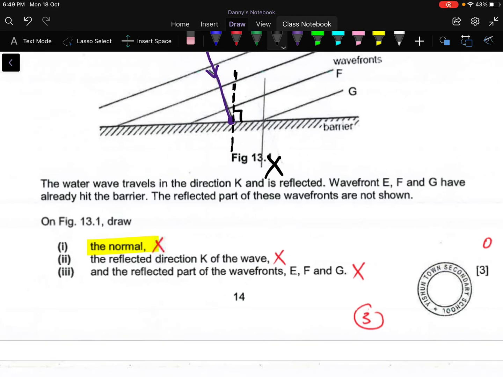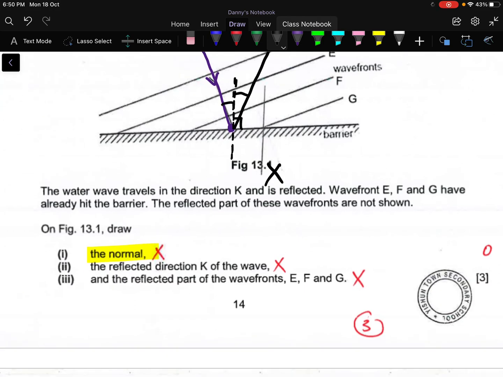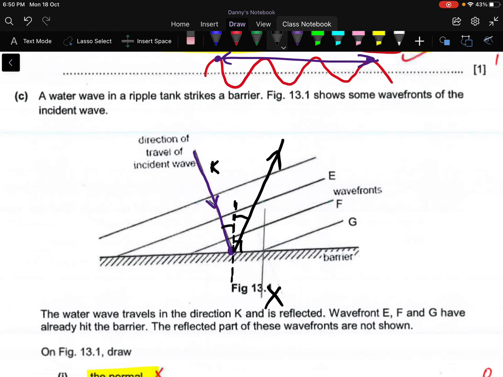Then you are supposed to draw the reflected direction of direction K of the wave. So this is the incoming K. So obviously the reflected direction will be just this. And you need to maintain the angle to be the same. And then after that, you have to draw the reflected part of E, F, and G. So E, F, and G will hit the boundary at these 3 points.